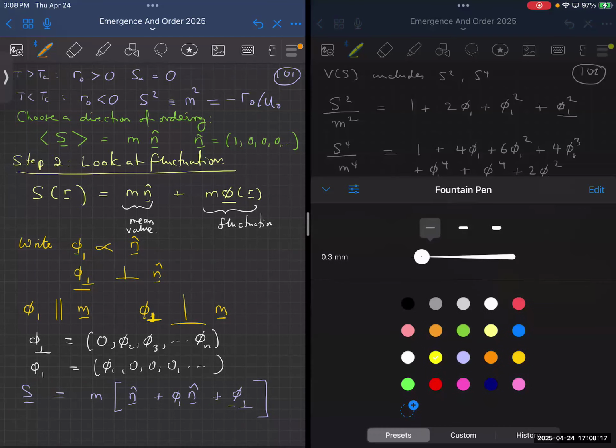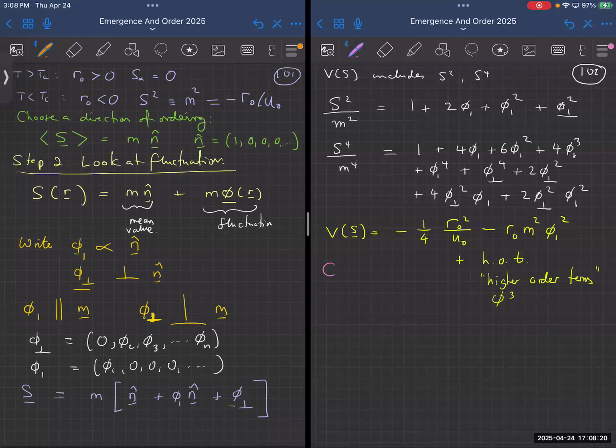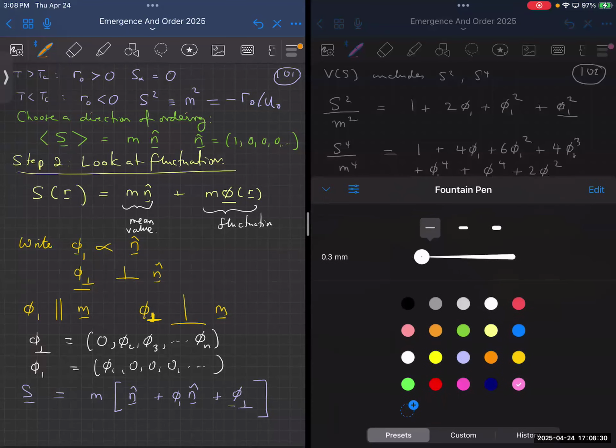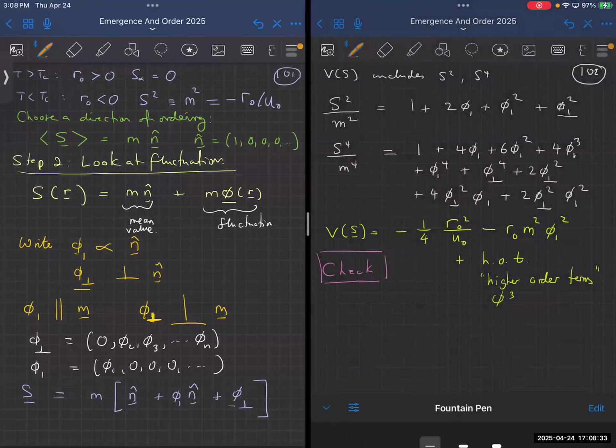Everybody here should check this for yourself. It's very important for you to check it, and you'll see why in a minute. That's the potential, but that's not the full expression for the energy. We also need to compute the gradient terms.